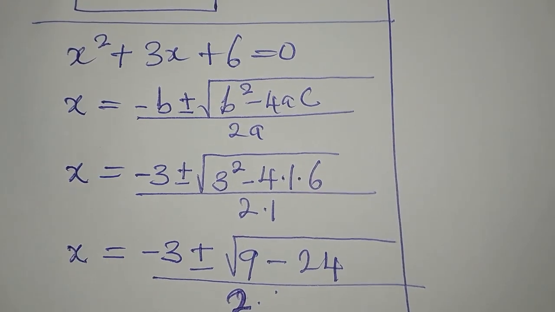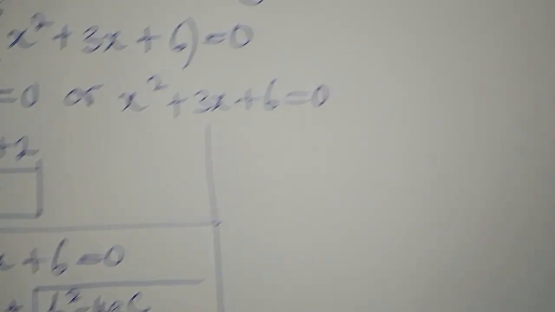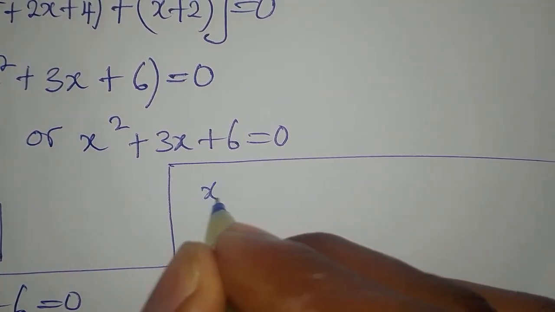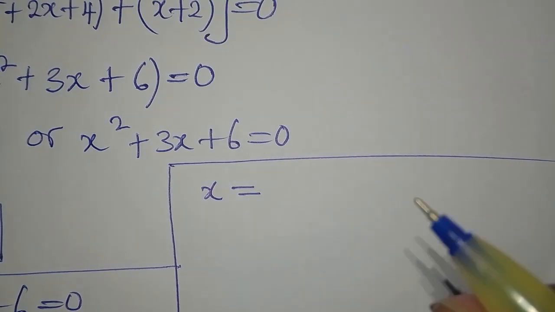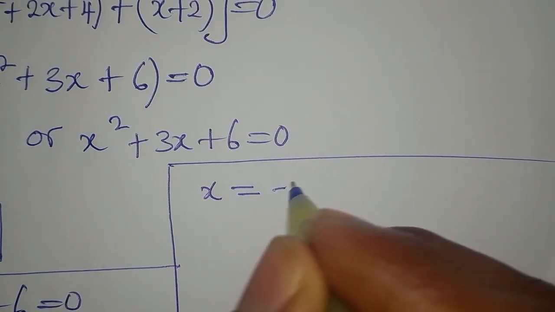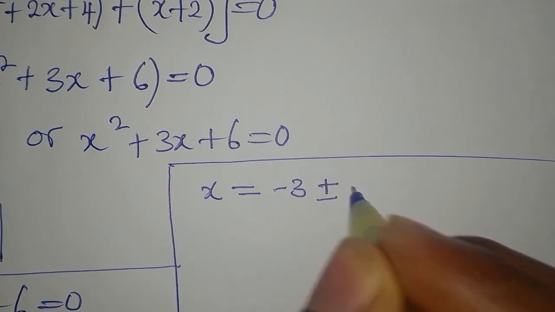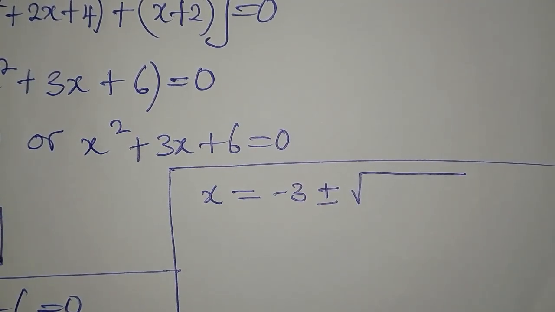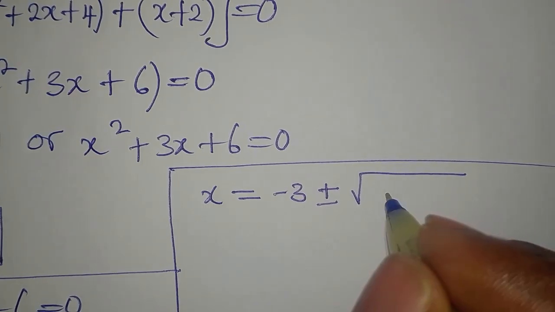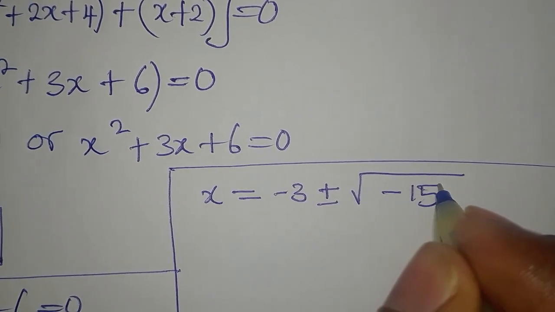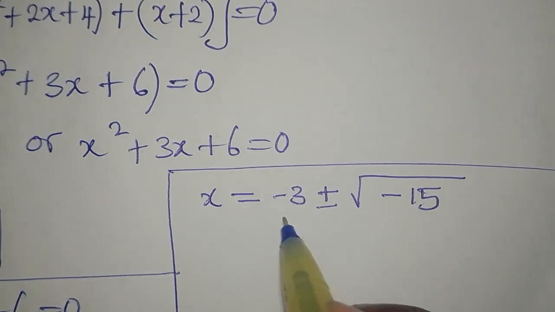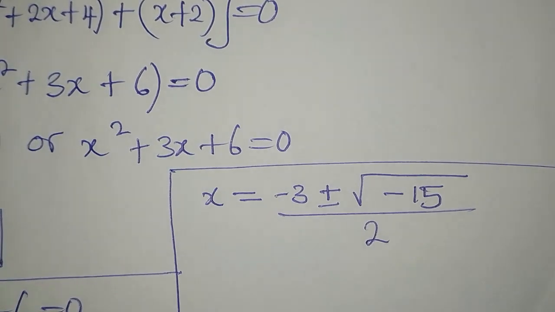Okay, now let's continue. I want to write over here. So now we're going to have x equal to minus 3 plus or minus the square root of 9 minus 24. 9 minus 24 is minus 15. Then we divide by 2.